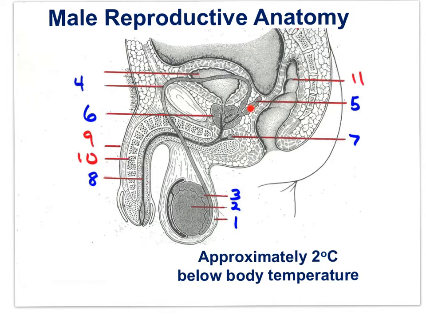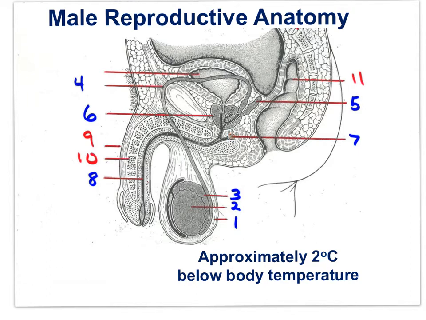Five is the seminal vesicle. The seminal vesicle secretes alkaline fluids into the ejaculate. These fluids have a bit of fructose as well. Six is the prostate. The prostate secretes alkaline fluids into the ejaculate.